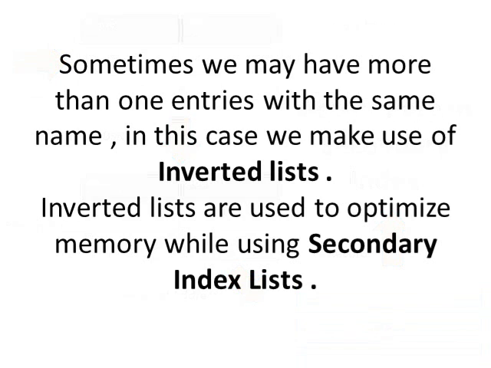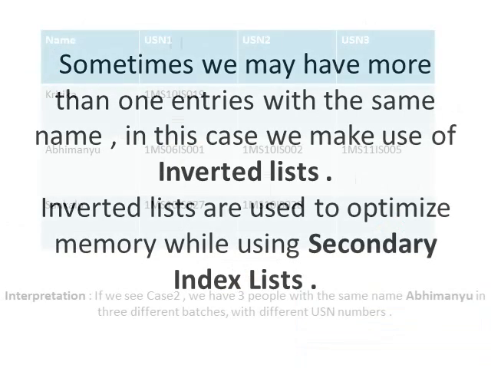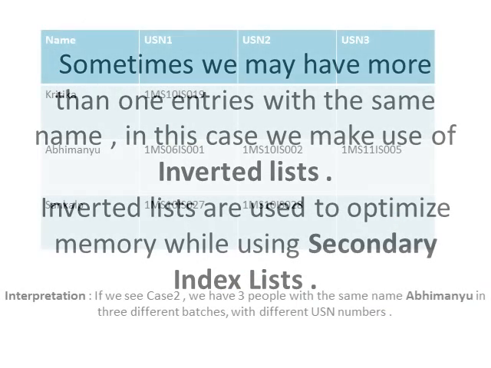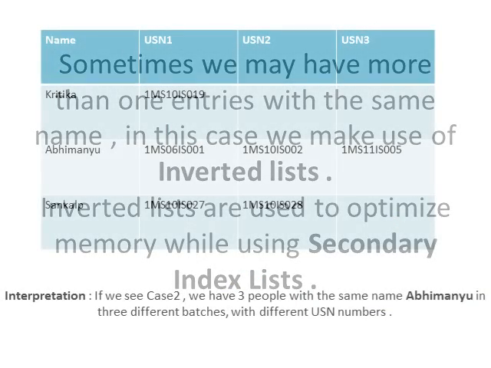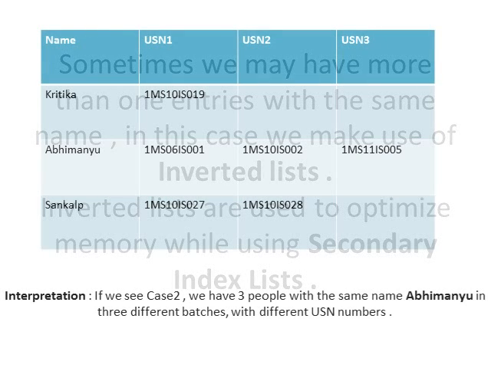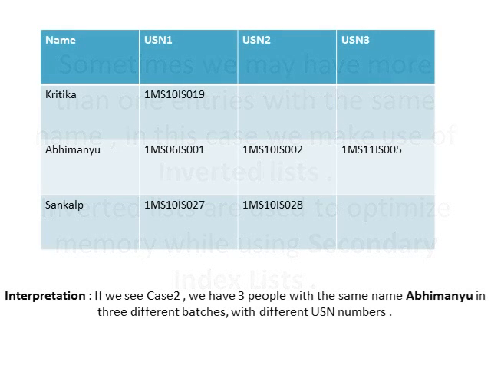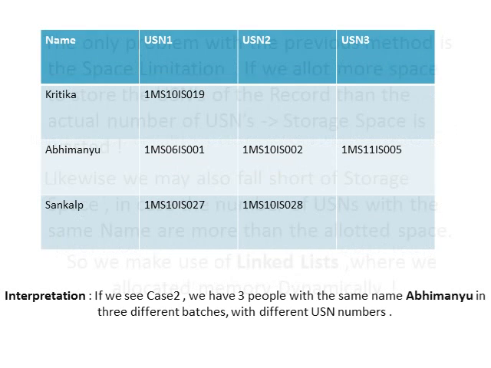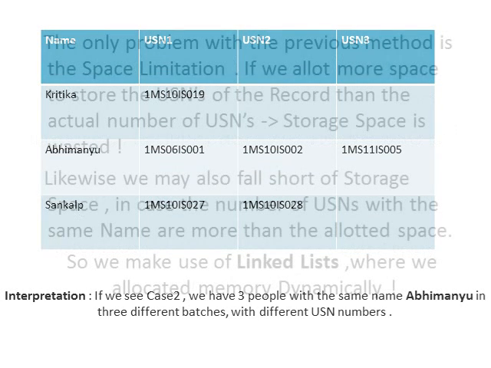The one problem with the previous method is the space limitation. If we allot more space to store the USN of the record than the actual number of USNs, storage space is wasted. Likewise, we may also fall short of storage space in case the number of USNs with the same name is more than the allotted space. So we may make use of linked lists, where we allocate memory dynamically. Now we can just make a linked list.